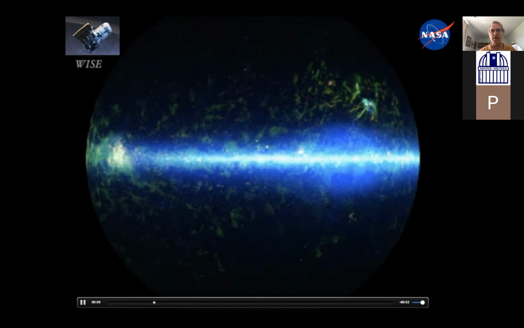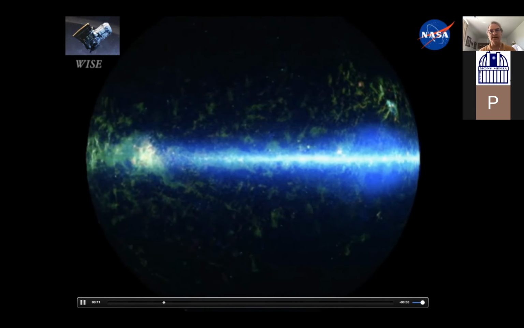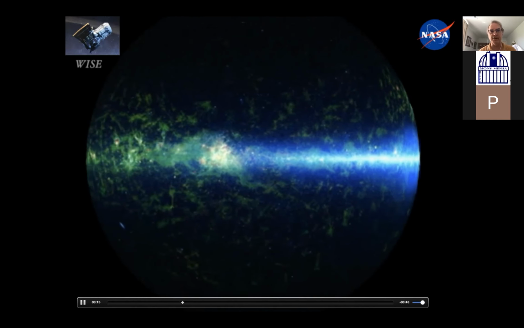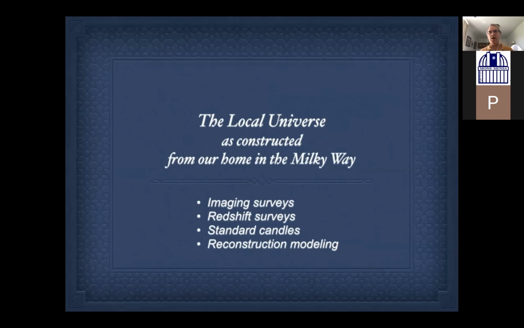Now I'm showing you all of this because I want you to gain an appreciation of how hard it is, what I'm trying to do, which is to look at galaxies behind the Milky Way. And that's where this slide comes in. So this is the local universe. We have to construct the local universe from our home world, from the Earth, the sun, the solar system, the Milky Way. And we have to look through into the universe.